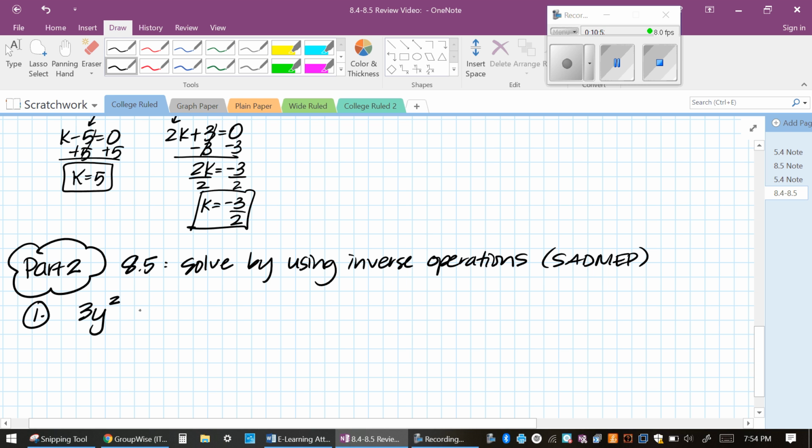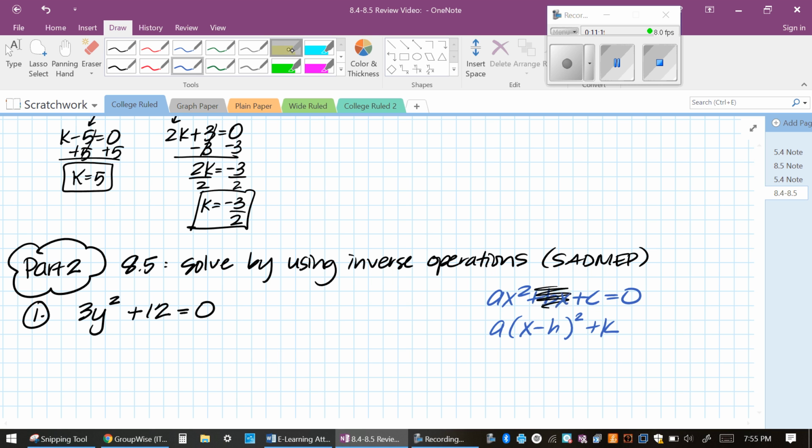Now, if I ask you to solve something by using SADMAP, you should notice that we do not have any linear terms. So you might see something written in standard form, but it's missing the linear term. Or you might see something in vertex form, where it's got, do you remember, a binomial to the second power? That's vertex form.